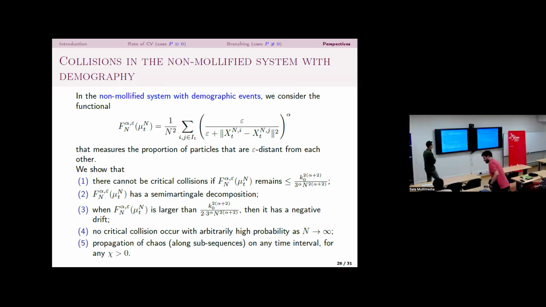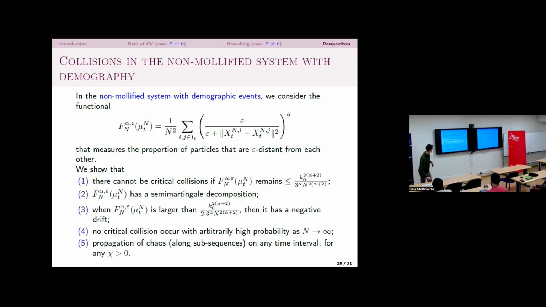Also, an interesting consequence of this, which I think is nice on its own, is that you can deduce propagation of chaos for this particle system without modification. The big difference here is that there is no rate of convergence. There is another major difficulty, which is that this is only along subsequences, but that is kind of no problem.